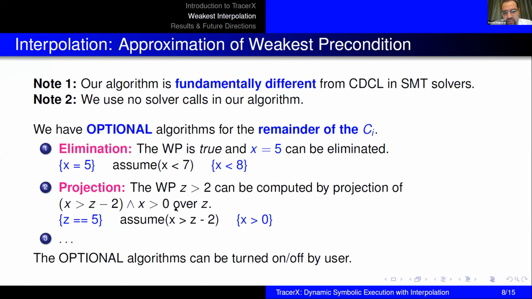The example that I just showed you in the previous slide can be solved using projection. From a combination of X greater than 0 and the assume instruction projected over the variable Z, we are able to get the WP. However, these optional algorithms might be expensive, so we do not keep them by default. We are still in the process of developing these algorithms, and the plan is to allow the user to turn them on or off.